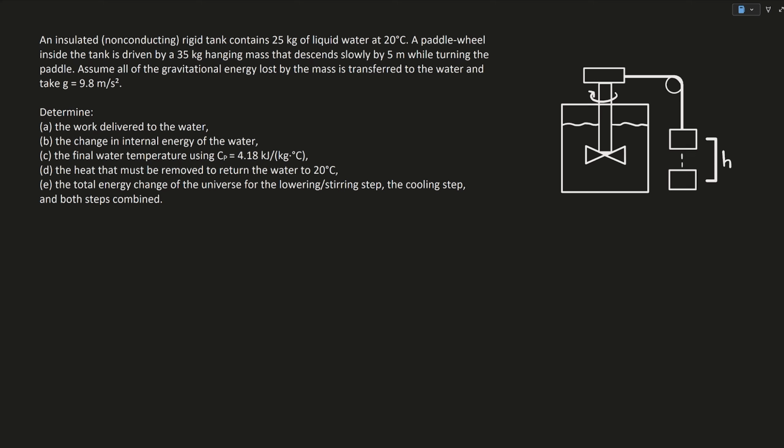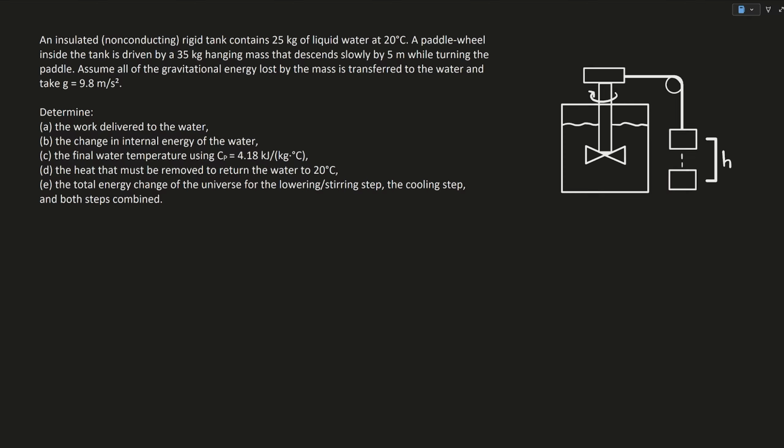An insulated, non-conducting, rigid tank contains 25 kilograms of liquid water at 20 degrees Celsius. A paddle wheel inside the tank is driven by a 35 kilogram hanging mass that descends slowly by 5 meters while turning the paddle. Assume all of the gravitational energy lost by the mass is transferred to the water, and take g equal to 9.8 meters per second squared.